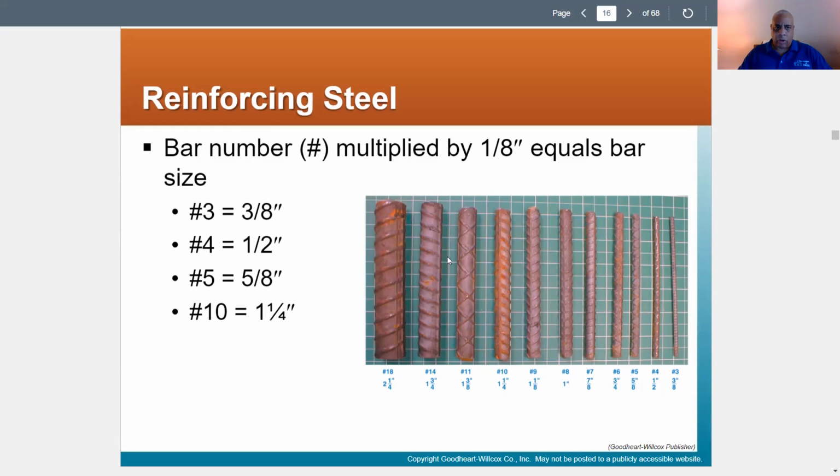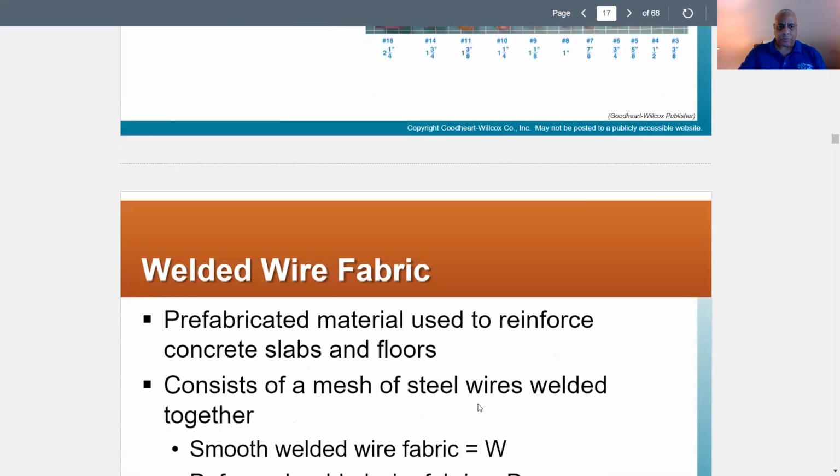And in construction, you're going to hear the terms number 3, which is 3/8 of an inch, number 4, which is a half inch, number 5, because that number is what's over 8. That's where you get the 5/8 of an inch and the 1 1/4 inch. And here in my lesson, you can see the different types of bars.